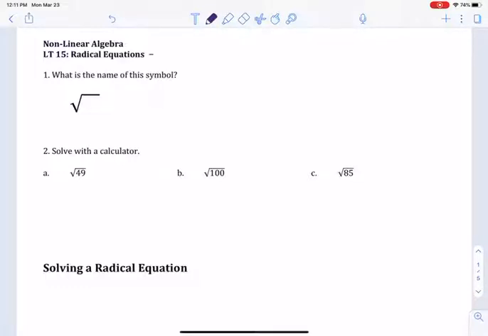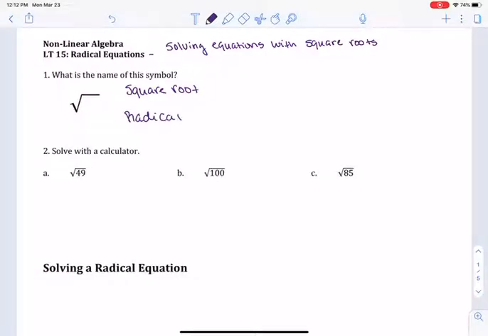So a radical equation means that we're going to be solving equations with square roots. All right, so number one here asks us, what is the name of this symbol? So this is a square root, and that is sometimes referred to as a radical, hence the Learning Target 15, solving radical equations, right?